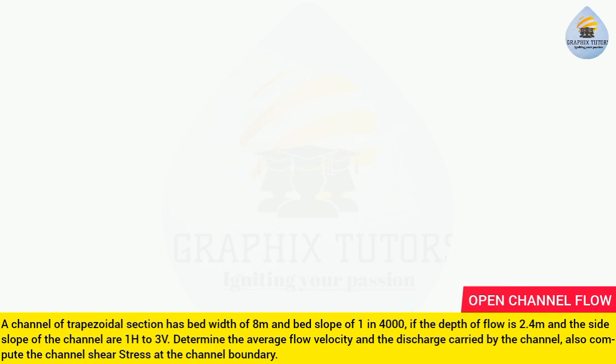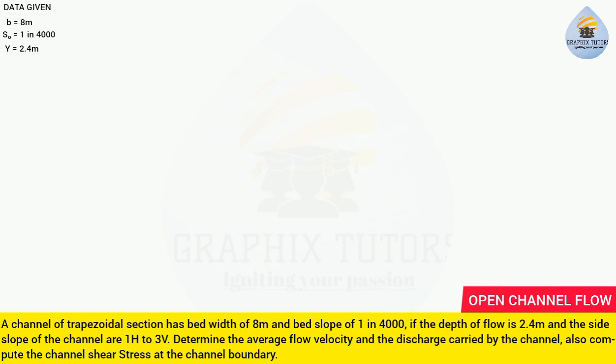So the first thing we have to do is to write out our parameters. We're told that the bed width is 8 meters, and the bed slope is 1 in 4,000. We use S naught for the bed slope and B for the bed width. We're given the depth of 2.4 meters. I'll use Y to represent it, or you can use D if you want to.